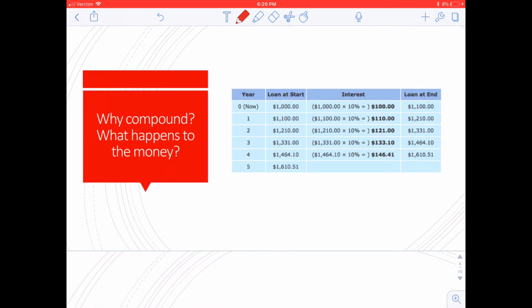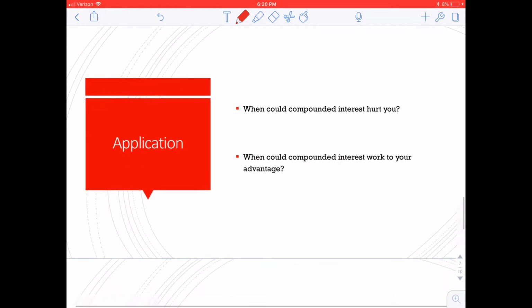So again, here's another visual in a table format that shows you that your interest begins to grow very quickly. It definitely has an exponential function when your interest is being compounded upon itself. So think about when compound interest could hurt you versus when it could work to your advantage. Well, if you're the person that's borrowed money, so let's pretend that you've used a credit card to purchase some items, this would actually work as a disadvantage to you, right? Because you've borrowed a certain amount of money and then you are charged interest on that payment.